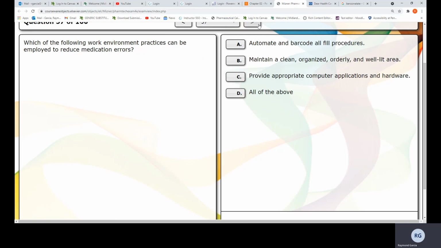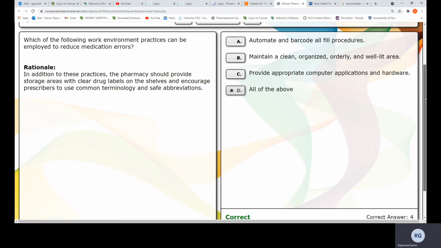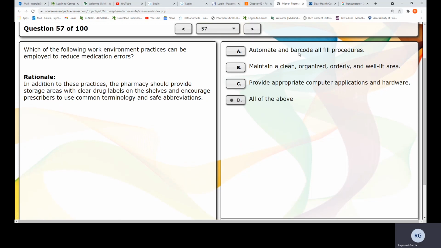Which of the following work environmental practices can be employed to reduce medication errors? Automate and barcode all fill procedures. Maintain a clean, organized, orderly, and well-lit area. Provide appropriate computer applications and hardware. They all work. All the above seem logical.